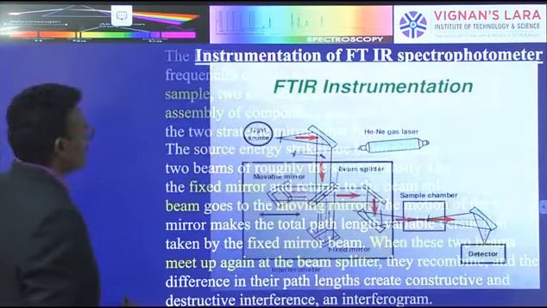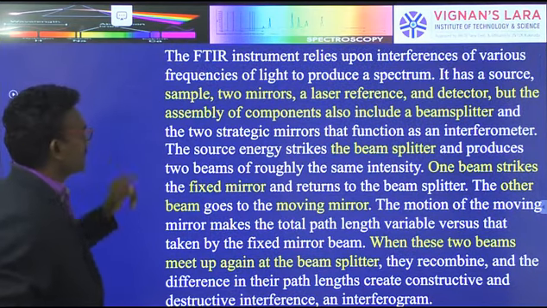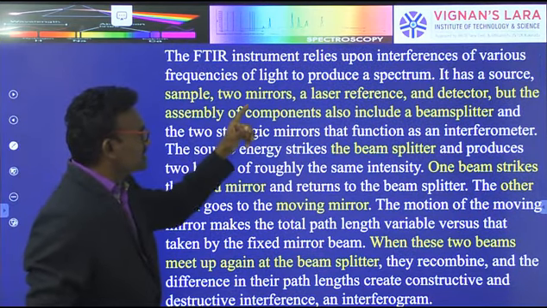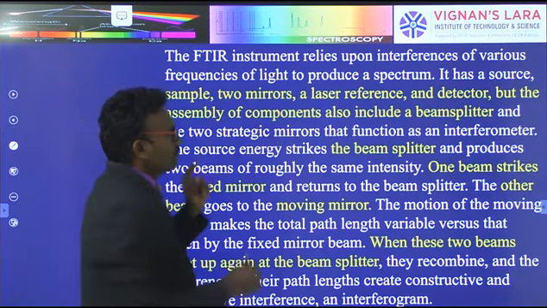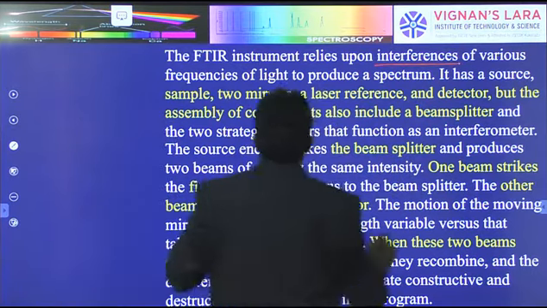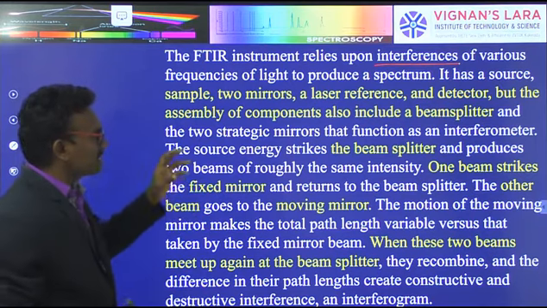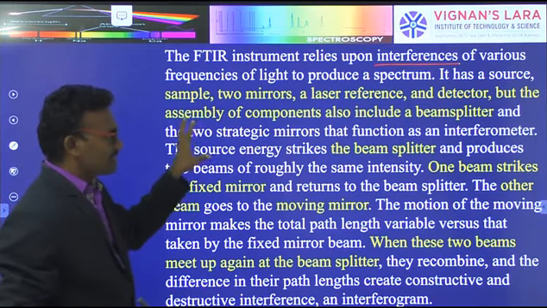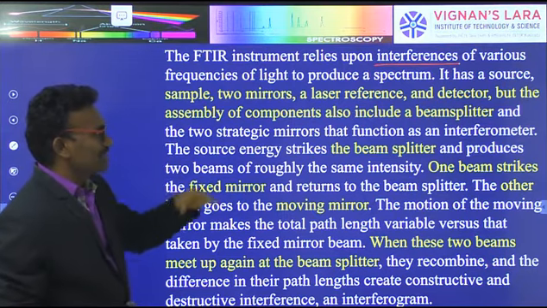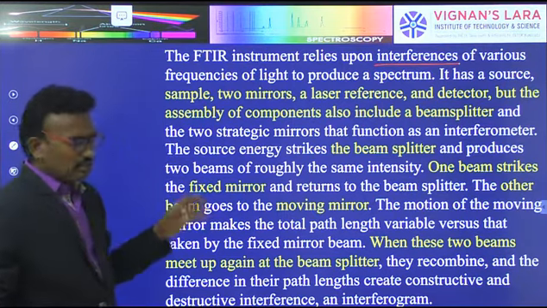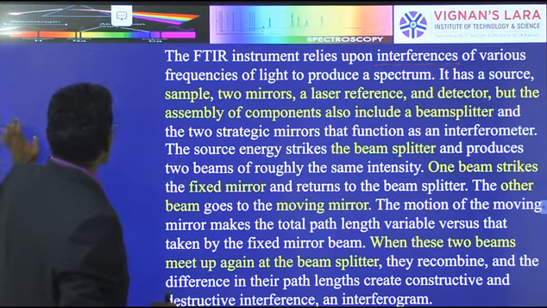Okay. How does FTIR work? The FTIR instrumentation relies upon interference of various frequencies of light to produce a spectrum. Different types of light are present in the IR spectroscopy. It is passed into the sample to produce the spectrum. It has a diagram containing different parts.